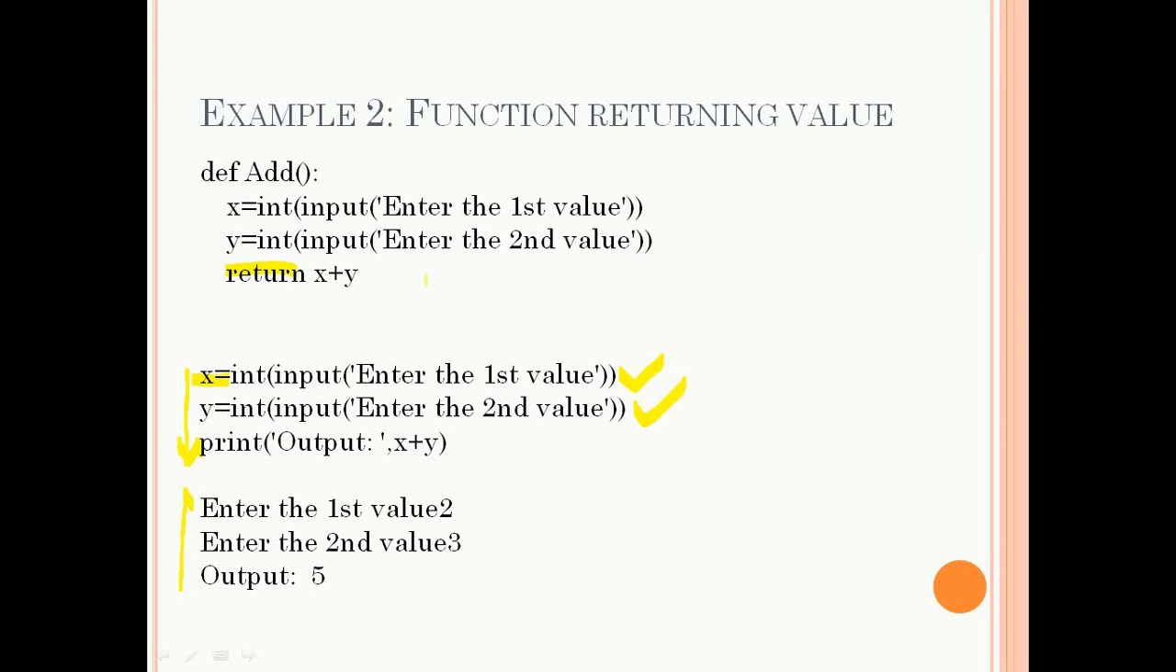So whenever we are calling the function, after execution the function will return the added value in the main program where the function is called. So instead of these three statements we can write print output add. So instead of these three statements we can write this statement. And you must know, here we are calling the function add, and the function add will return the added value here.